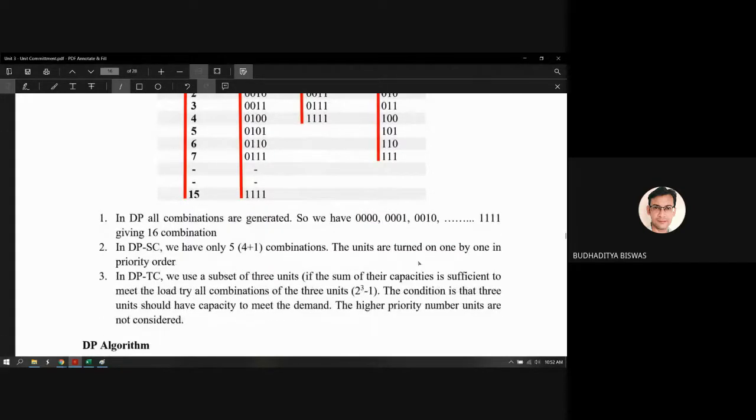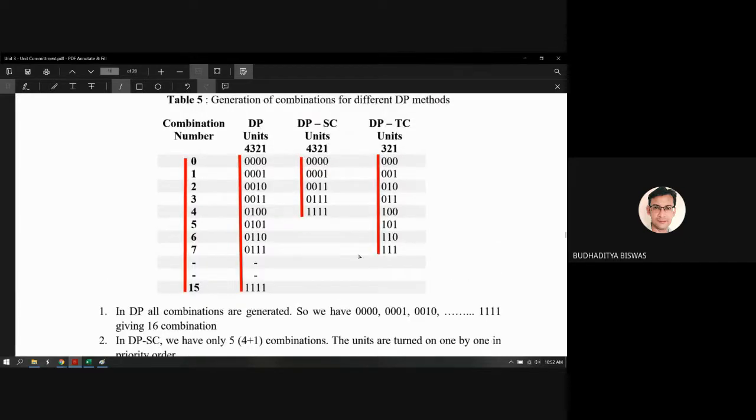The units are turned on one by one in priority order. In DPTC, we use a subset of 3 units. If the sum of their capacity is sufficient to meet the load demand, try all combinations of the 3 units. The condition is that the 3 units should have the capacity to meet the demand. If we switch off unit 4, the first condition is that the summation of the generation of units 3, 2 and 1 should meet the load demand. Otherwise, if it is not possible to meet the load demand with units 3 to 1, then we need to switch on unit 4.